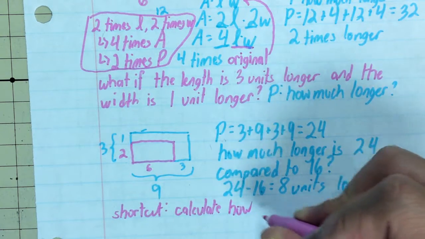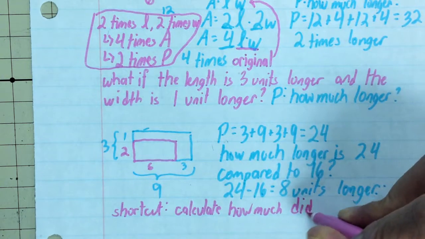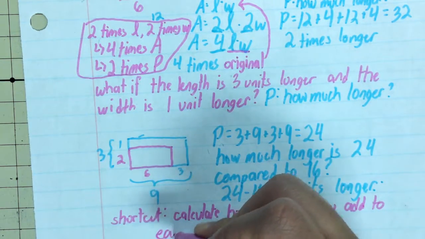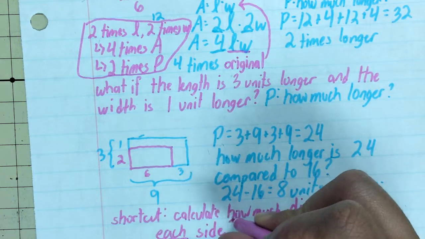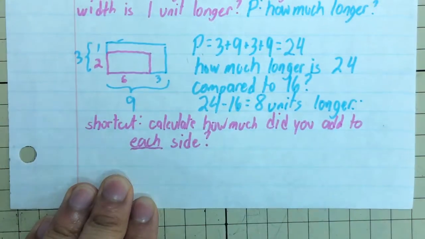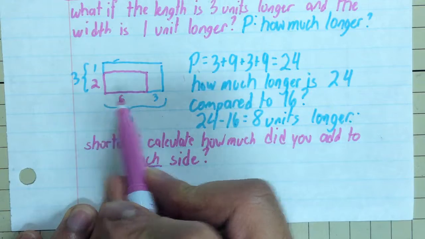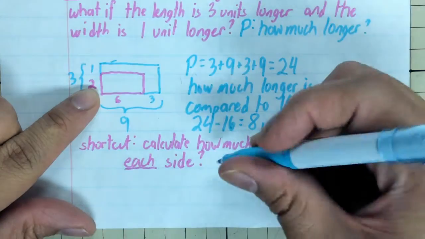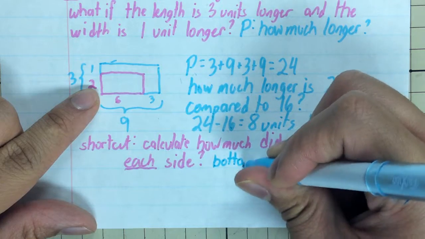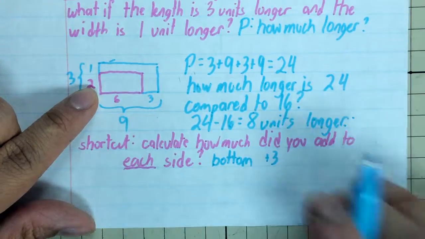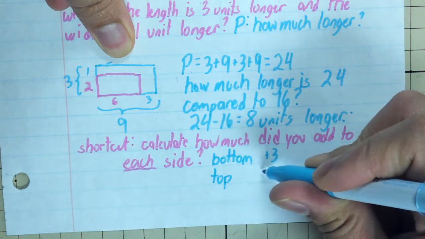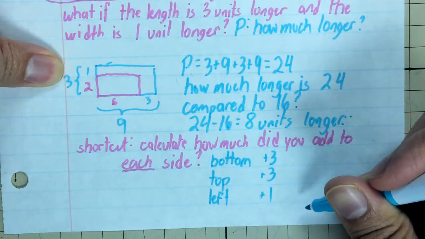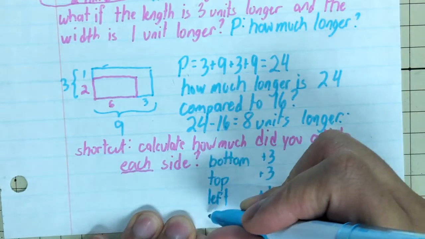Calculate how much did you add to each side. Oops, I'm off the screen. How much did you add to each side? For the bottom side, for the length, the bottom side, you did plus 3. For the top side, it's also 3 units longer. For the left side, it's 1 unit longer. And for the right side, it's also 1 unit longer.